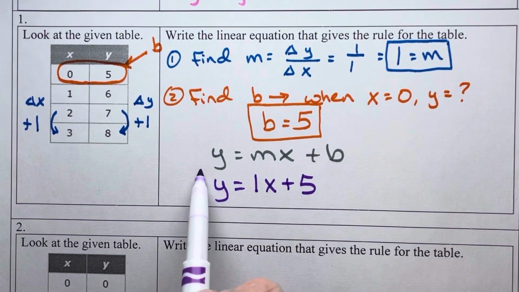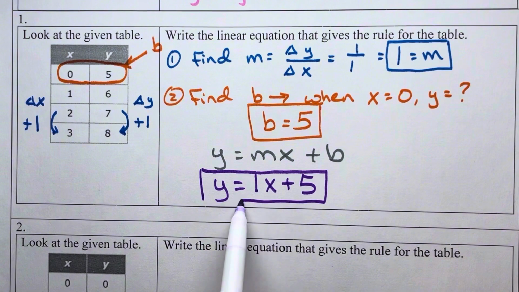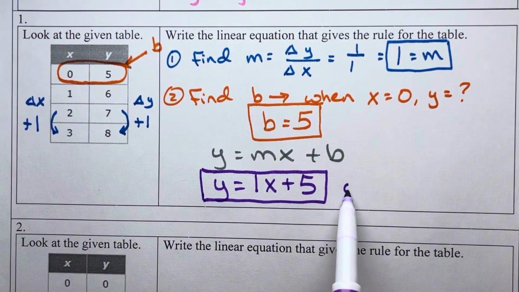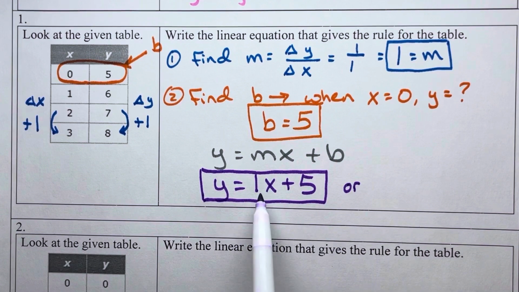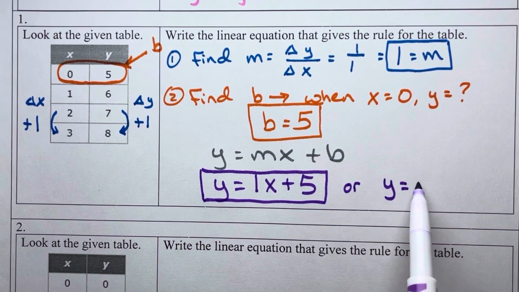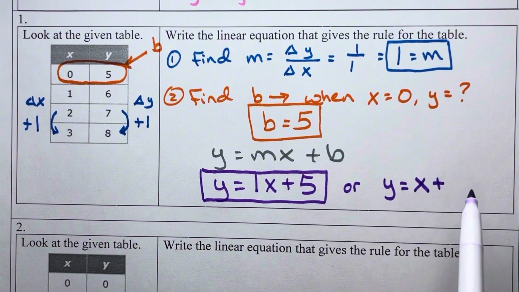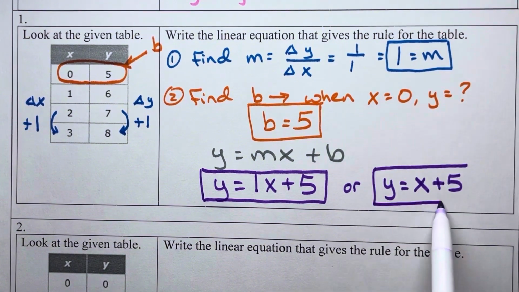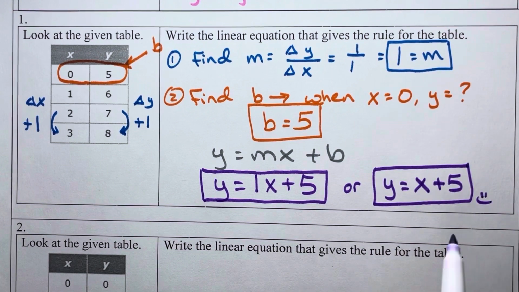Also remembering that usually a 1 for a coefficient of x is not stated. You're not going to see that on a digital platform or on a worksheet. So you would simply say, oh, the 1 is understood to be there. You don't need to show that 1. Therefore, y equals x plus 5. And there you go.